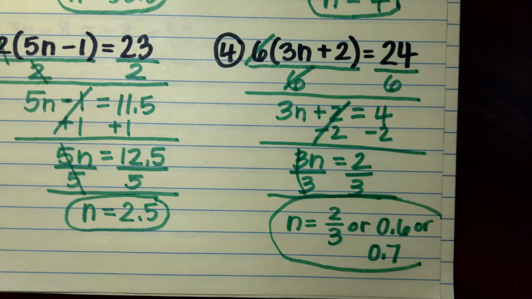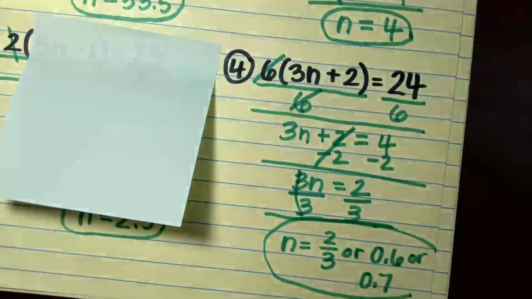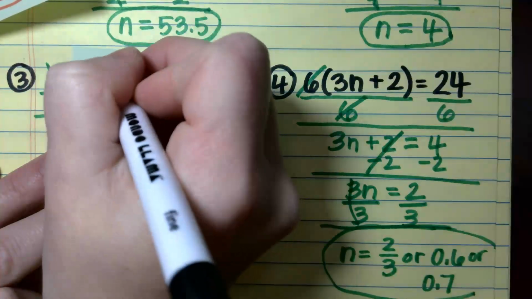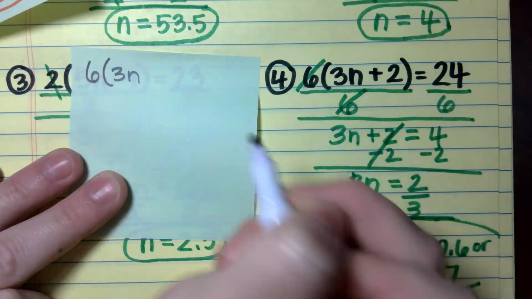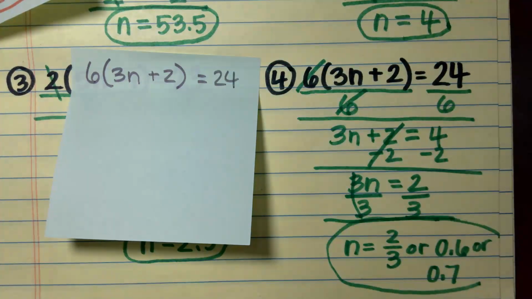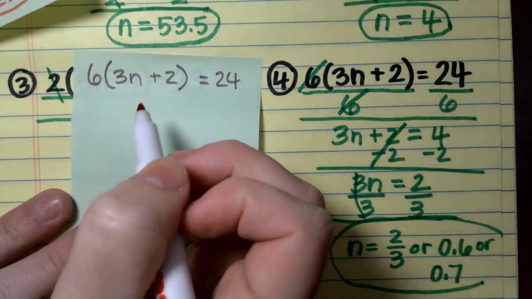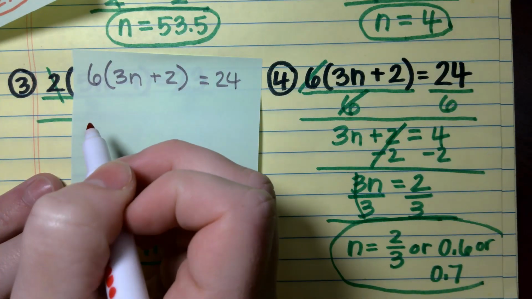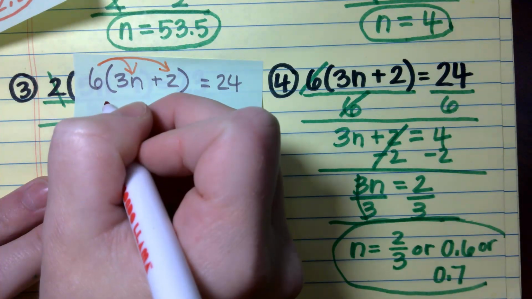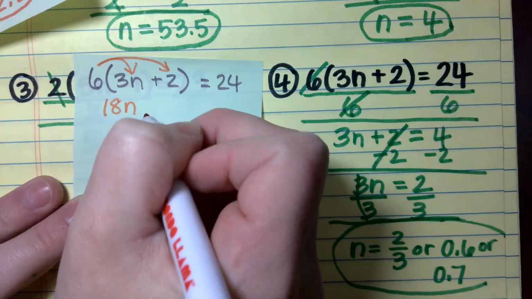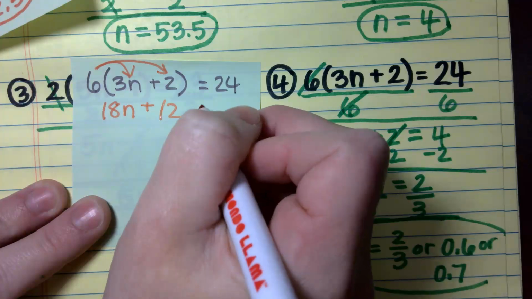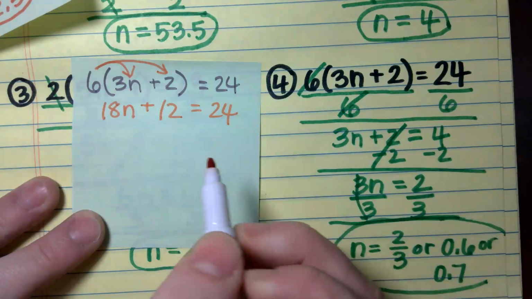So we have a reference here. I've got 6 times 3n plus 2 equals 24. All right, first step before distributing. What do we do? 6 times 3. Yes, we'll do 6 times 3n, which is 18n. Good. Bring down the plus. And what's 6 times 2? 12. Equals 24. Good. Now what?